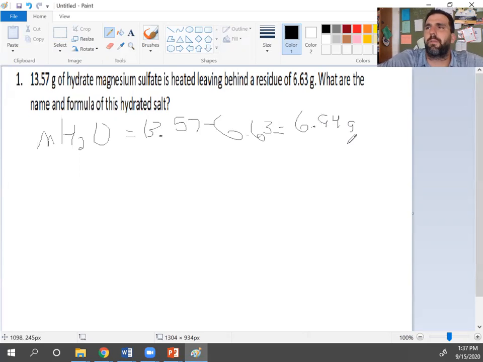Sometimes you don't have to do that step. Sometimes it'll already be given in there. It'll tell you that after burning, you had so many grams of your anhydrous salt and so many grams of water was driven off. So my next step needs to be to do what?